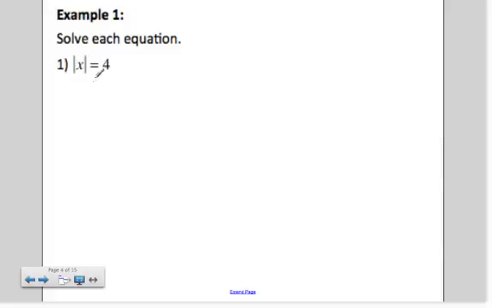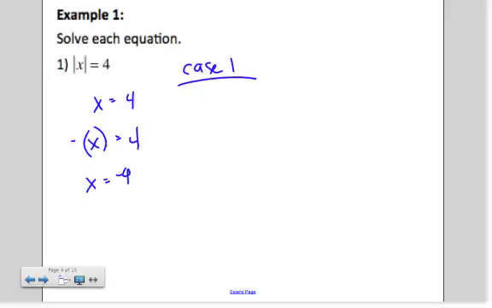Okay, so absolute value of x is 4. That means if x is positive, then my answer would be 4. Or the negative value of x, which is the interior, equals 4, so x equals -4. So we have case 1, when the inside is positive, then the absolute value is itself. Or case 2, where x is negative, so I have to multiply it by negative, and that would give me 4. So x equals -4.